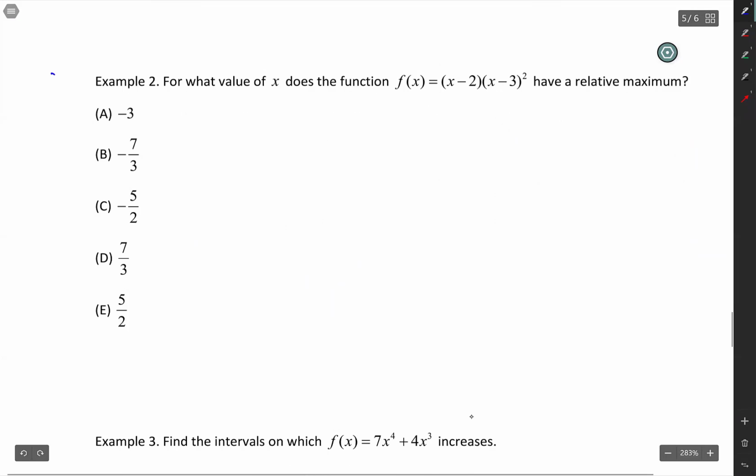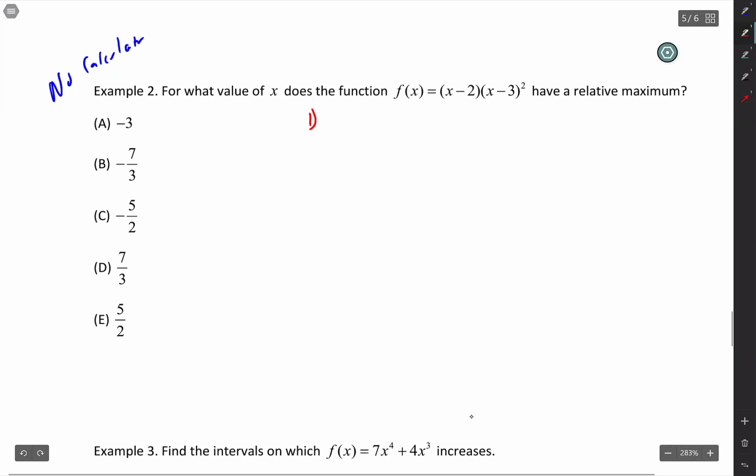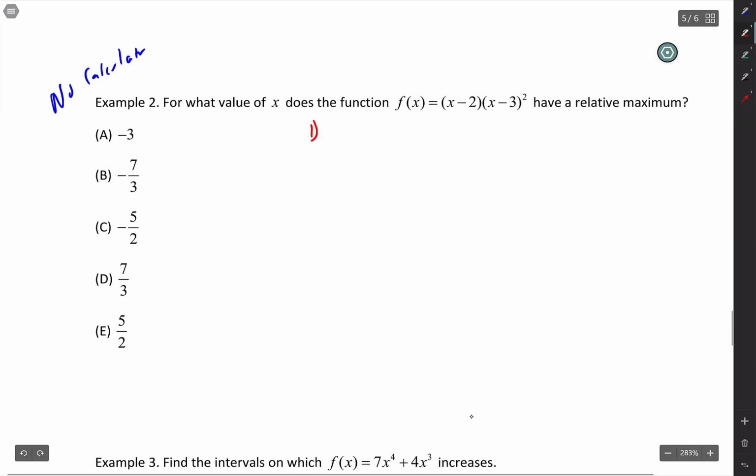With no calculator, because I know you can just use a calculator to find this. It says, for what values of x does this function have a relative max? You guys ready? So the way you tackle this question without a calculator, you find where the derivative changes signs. So I'm going to put some steps. Step 1. Find critical number.